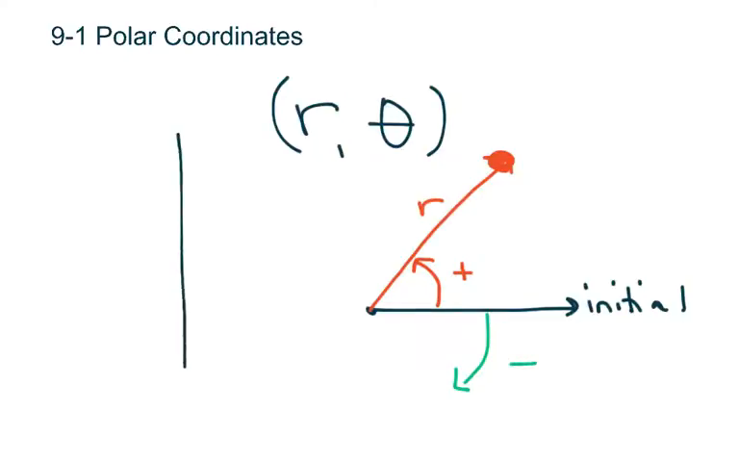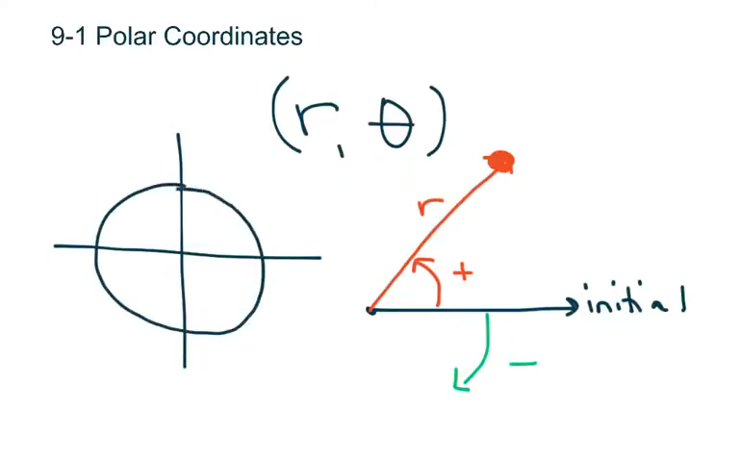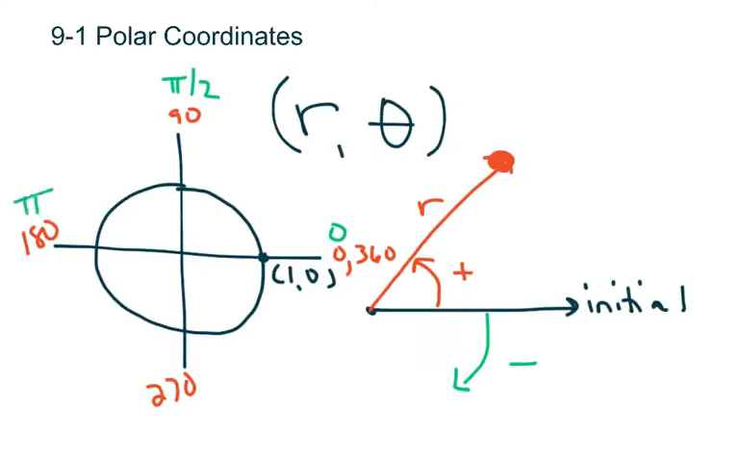Some things you need to remember before we do this. Things like the unit circle whose length was 1. And then you need to remember that this is 0, 90, 180, 270, and 360 in degrees. And in radians, 0, pi over 2, pi, 3 pi over 2, 2 pi.